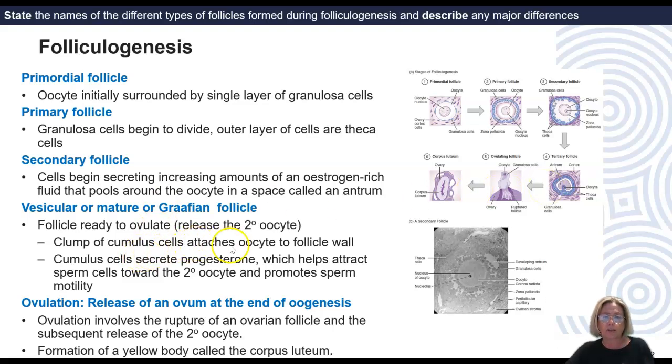A clump of cumulus cells attaches the oocyte to the follicle wall. The cumulus cells secrete another hormone called progesterone, which helps to attract sperm towards the secondary oocyte and promotes sperm motility. Ovulation then is the release of that secondary oocyte or that ovum at the end of oogenesis. And ovulation involves the rupture of the ovarian follicle, which you can see here, and the subsequent release of that secondary oocyte. Once that secondary oocyte has been released, that mature Graafian follicle then forms the yellow body called the corpus luteum. And we will talk about the fate of the corpus luteum in a couple of slides' time.